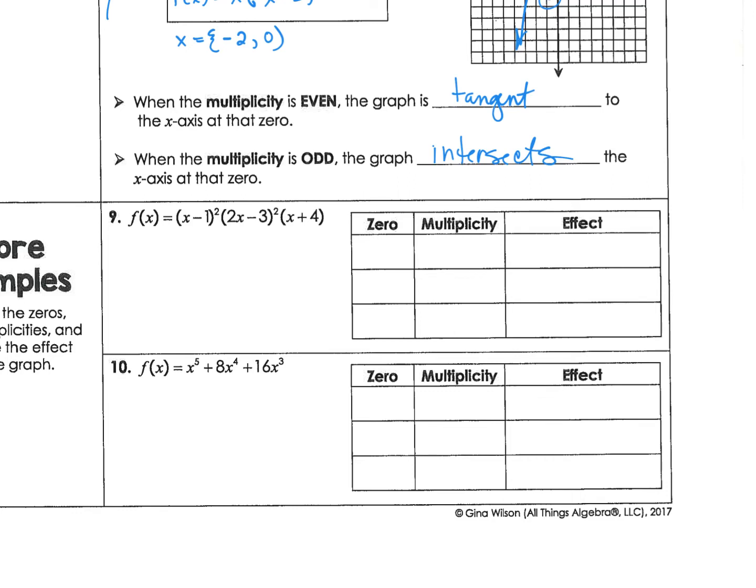So they've done us a solid on number 9. They've given us all of the linear factors, haven't they? So let's go straight across. For this first linear factor right here, what is the 0? You'd set it equal to 0, wouldn't you? So the 0 is 1. What's the multiplicity? 2. So what is the effect? So we call that what? It's tangent, isn't it? All right, so what's the next 0?